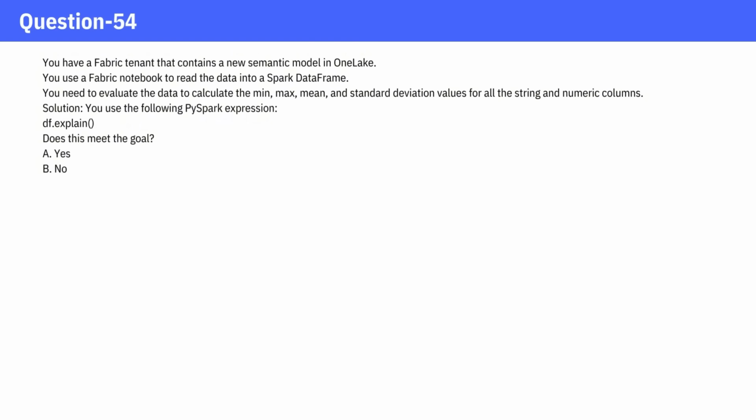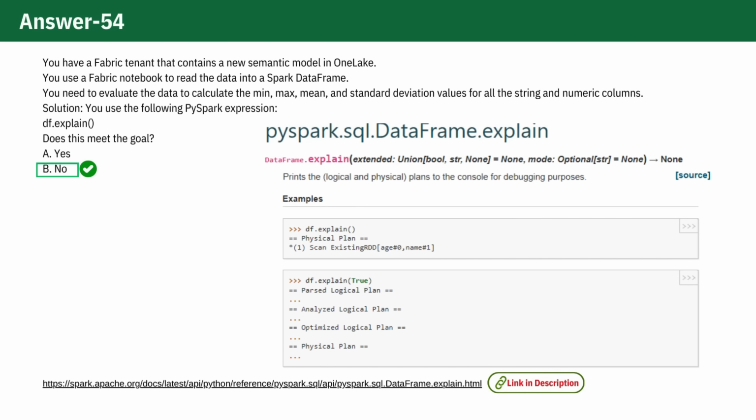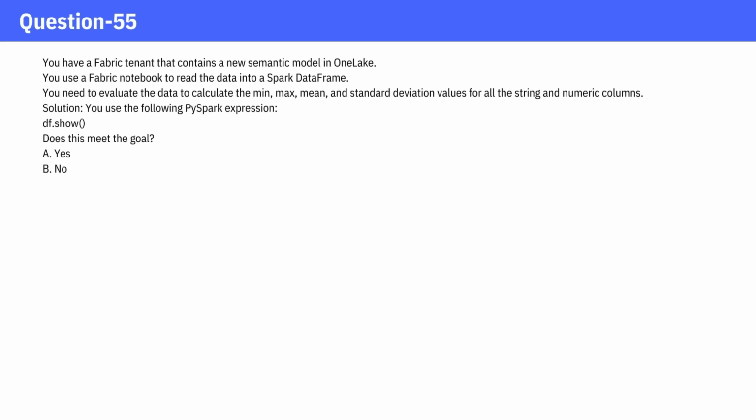A. Yes. B. No. The correct answer is no, because the explain function in PySpark is used to display the execution plan of a data frame, which shows how Spark will execute the query, but does not compute or return statistical calculations. Question 55. Solution: you use the following PySpark expression. Does this meet the goal?